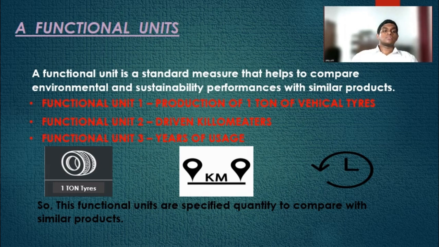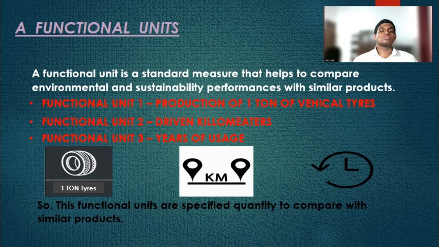This is particularly relevant for vehicle tires as they directly interact with the road surface and impact fuel efficiency, emissions, and overall vehicle performance. The third official unit, years of usage, extends the assessment of environmental impact over a product's entire life cycle. This perspective allows us to understand how materials and manufacturing choices influence long term sustainability.